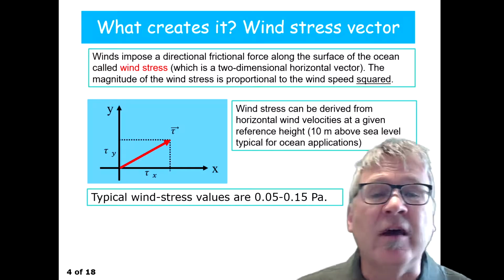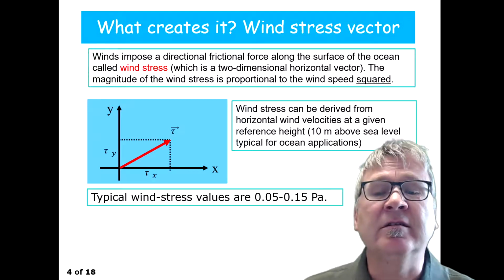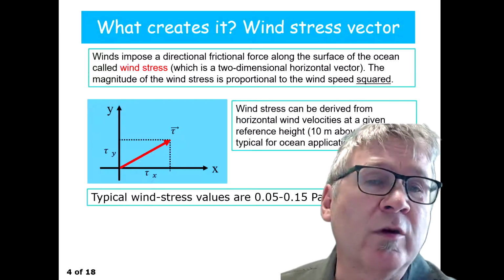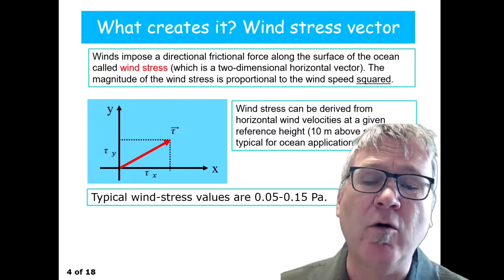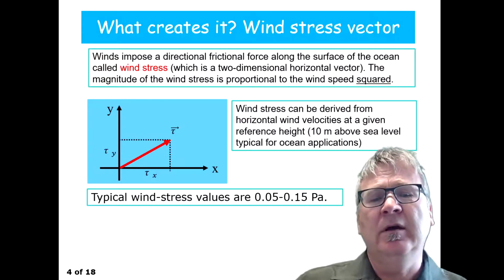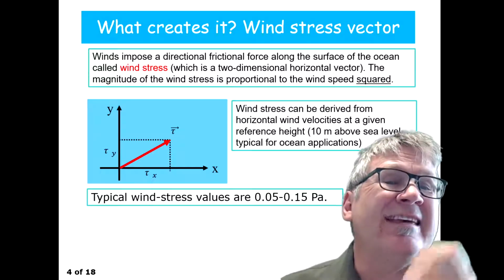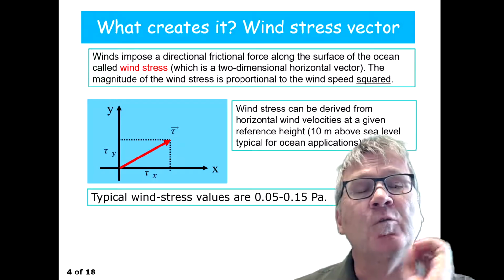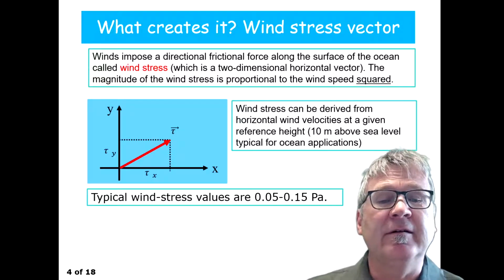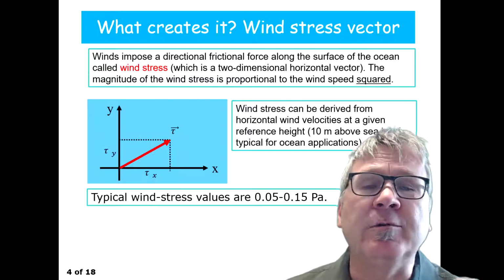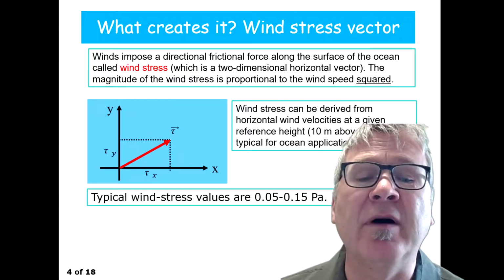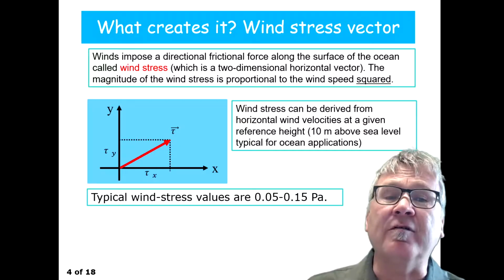Okay, and this is how you represent a vector. And the vector is often shown with a little arrow on the head. It's tau, the symbol here. So the wind stress can be derived from measurements of wind velocity, horizontal wind velocity. And for ocean applications, we usually take a reference height of 10 meters above the surface.